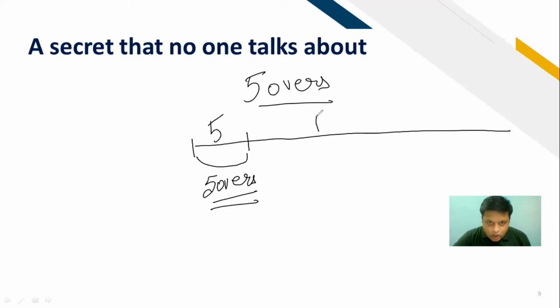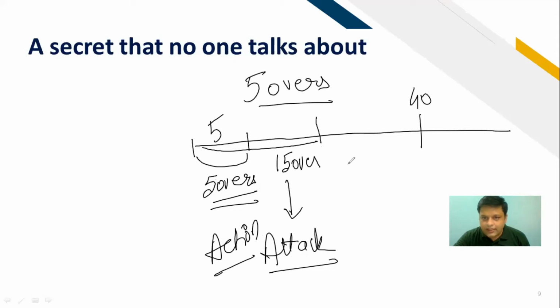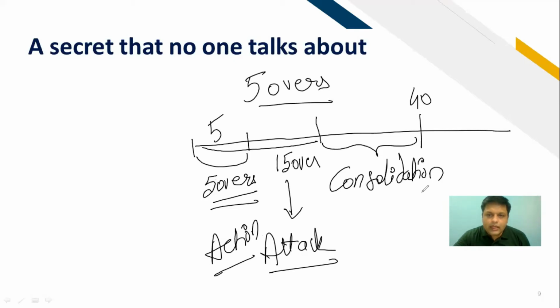But on the longer duration, there is a 15-over window where people attack in general. So there is a lot of action. Then till over 40, that means from 15 to 40, it is a consolidation time. And from 40 to 50, again the slog over starts.